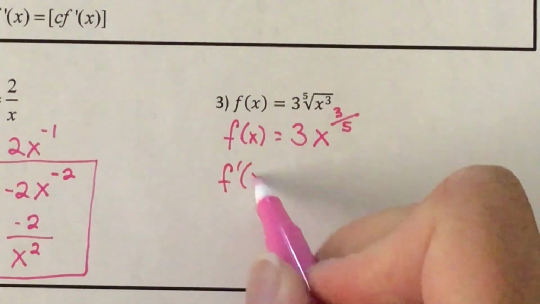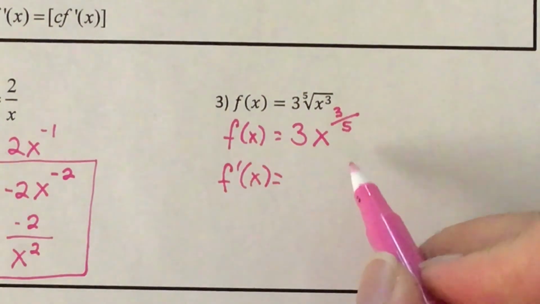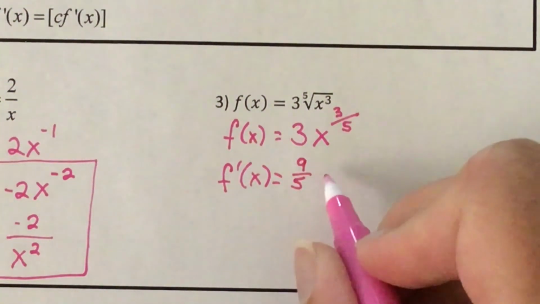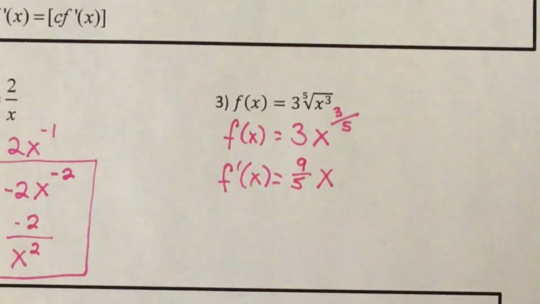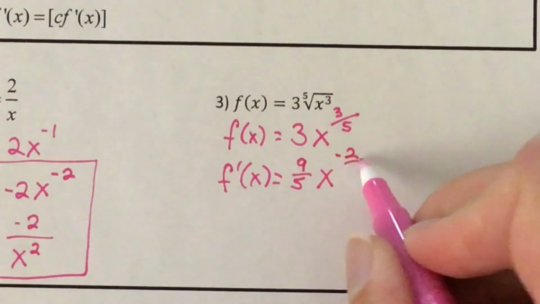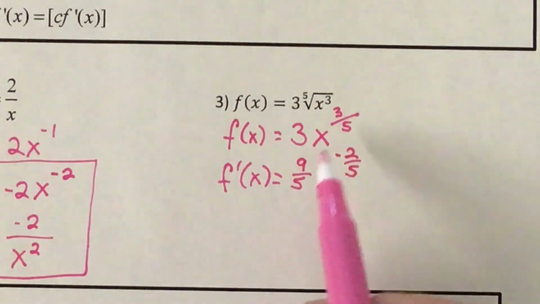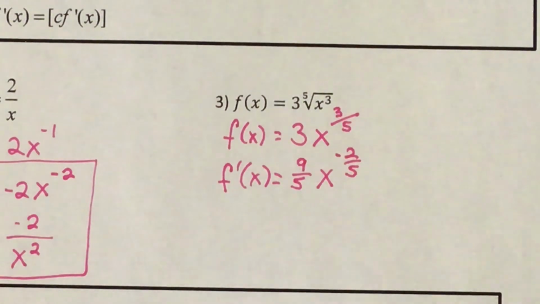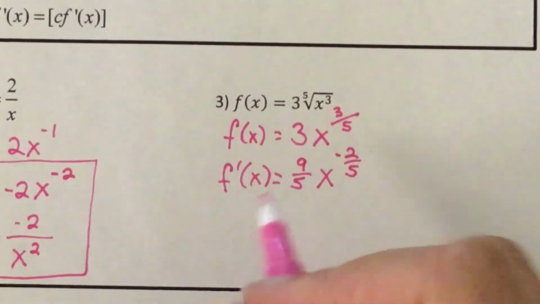Okay, so f prime of x equals, let's multiply. 3 times 3/5 is 9/5. X to the 3/5 minus 1 is -2/5. And again, I personally don't care if you leave it like this as long as it's a free response question. But let's get some practice with moving some stuff around.